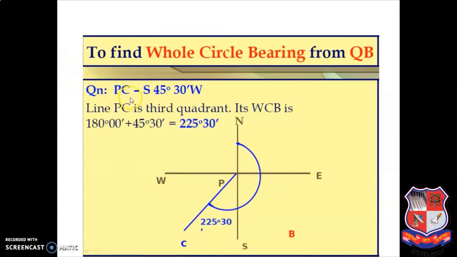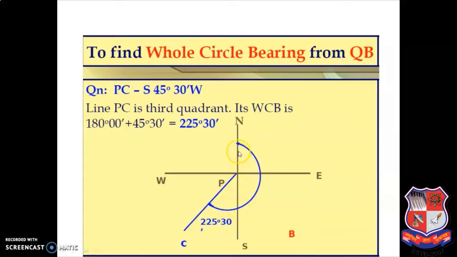Here WCB of line PC is given. Value is south 45 degree 30 minute west. So southwest is the third quadrant. You can see, just draw this way. Your line shows the north direction, shows your line PC. Okay, south 45 degree 30 minute west means from south to this line, this value is 45 degree 30 minute west.